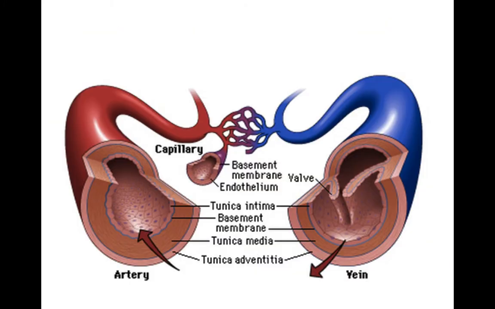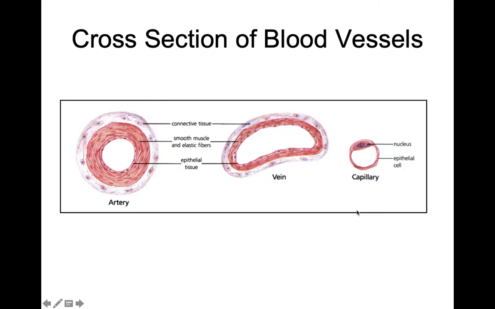Here's another good picture. I'm just trying to show you lots of examples of this. It's more of a cross section. Again, I like this because veins have valves, arteries don't. Can you see how thick an artery is? Veins are not as thick. Smaller lumen, bigger lumen. And this is a nice little cross section of that one more time. So you can kind of see them all side by side.